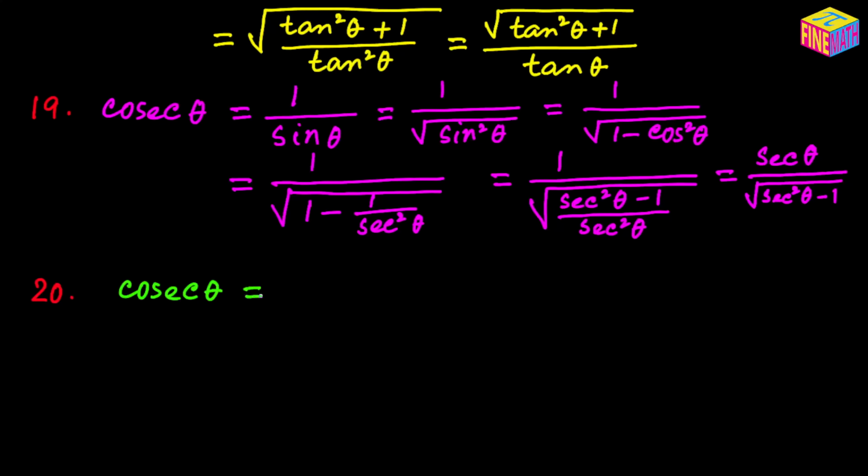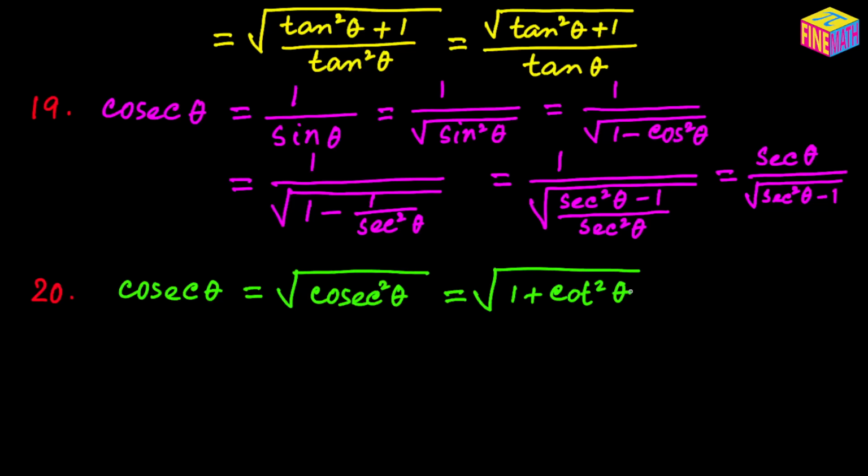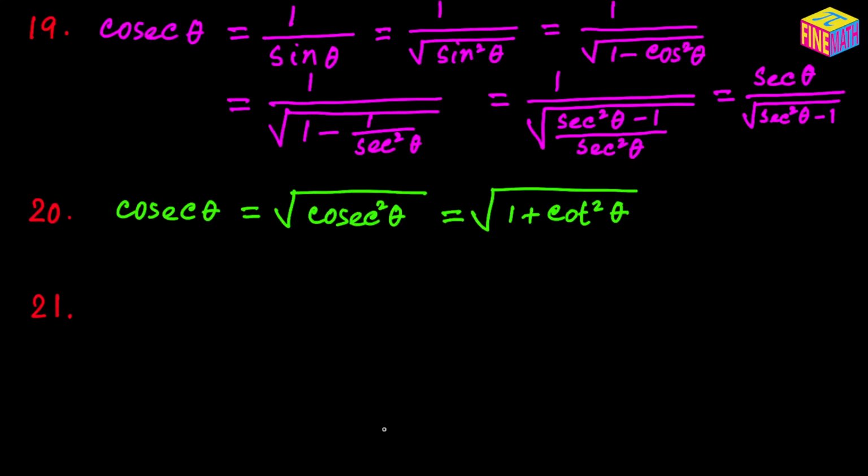And there is a nice Pythagorean identity between cosecant and cotangent. So let's write this as square root of cosecant square theta, which is equal to, we know that this is equal to 1 plus cotangent square theta. So we have been able to convert cosecant theta in terms of all other trigonometric ratios, right? Next we are going to convert secant theta in terms of the other trigonometric ratios.